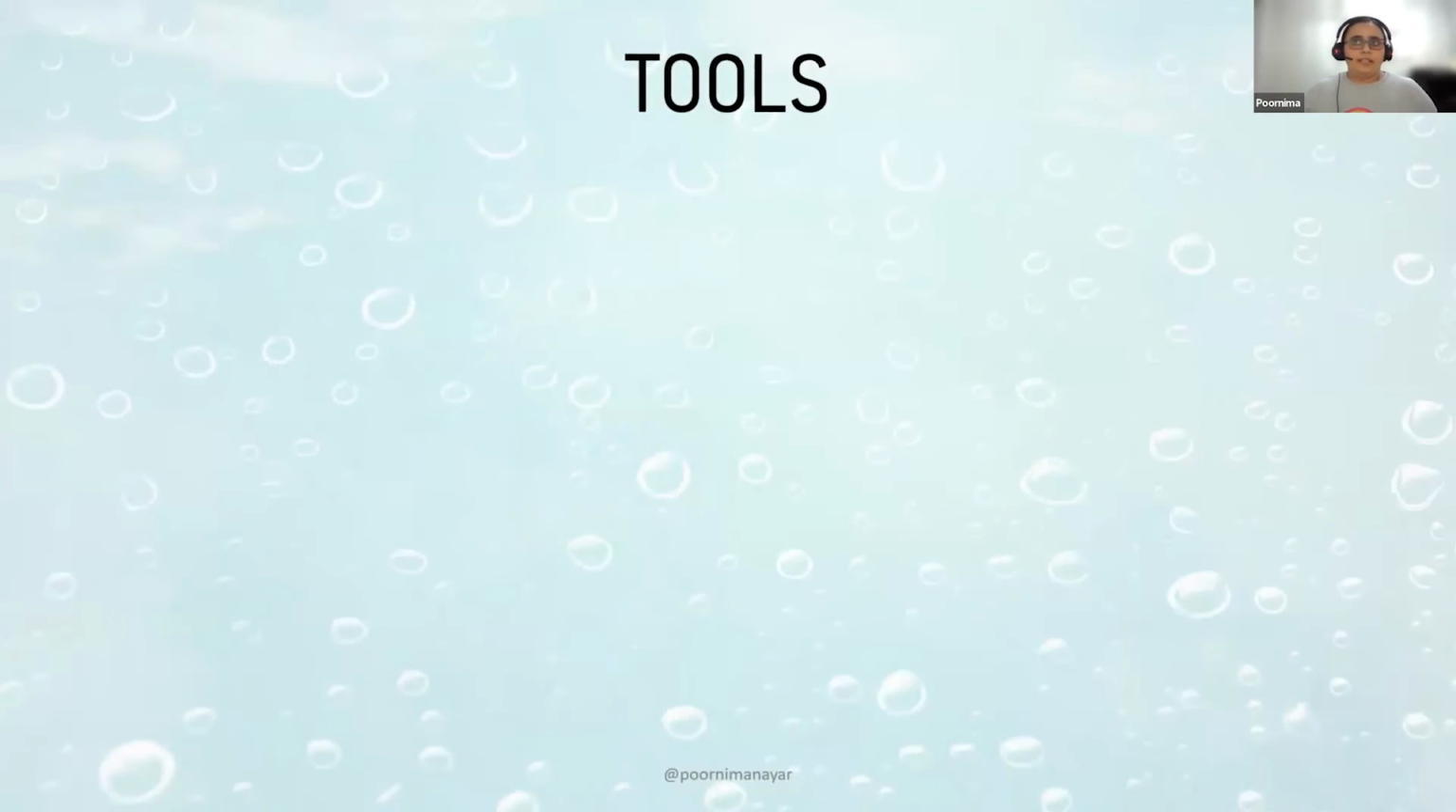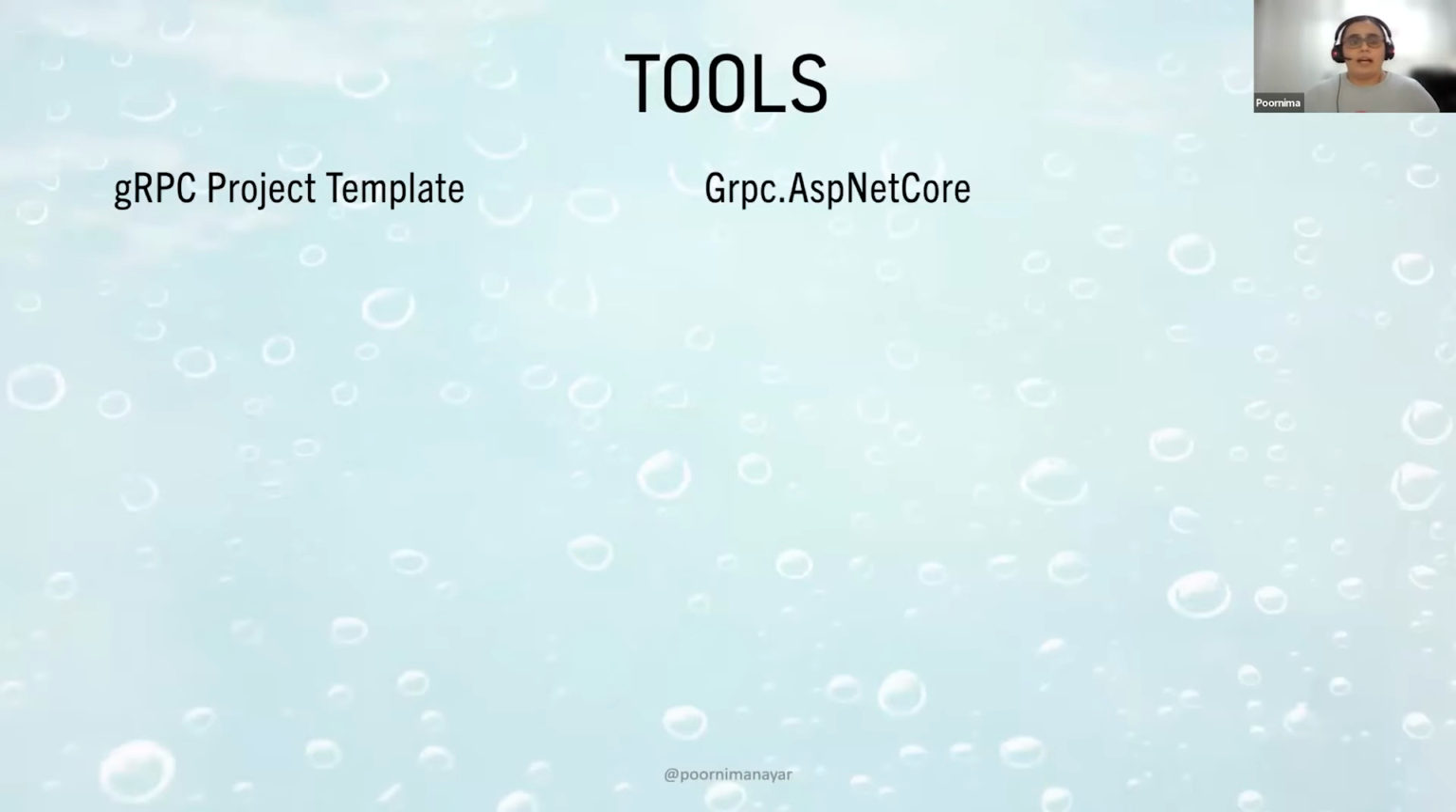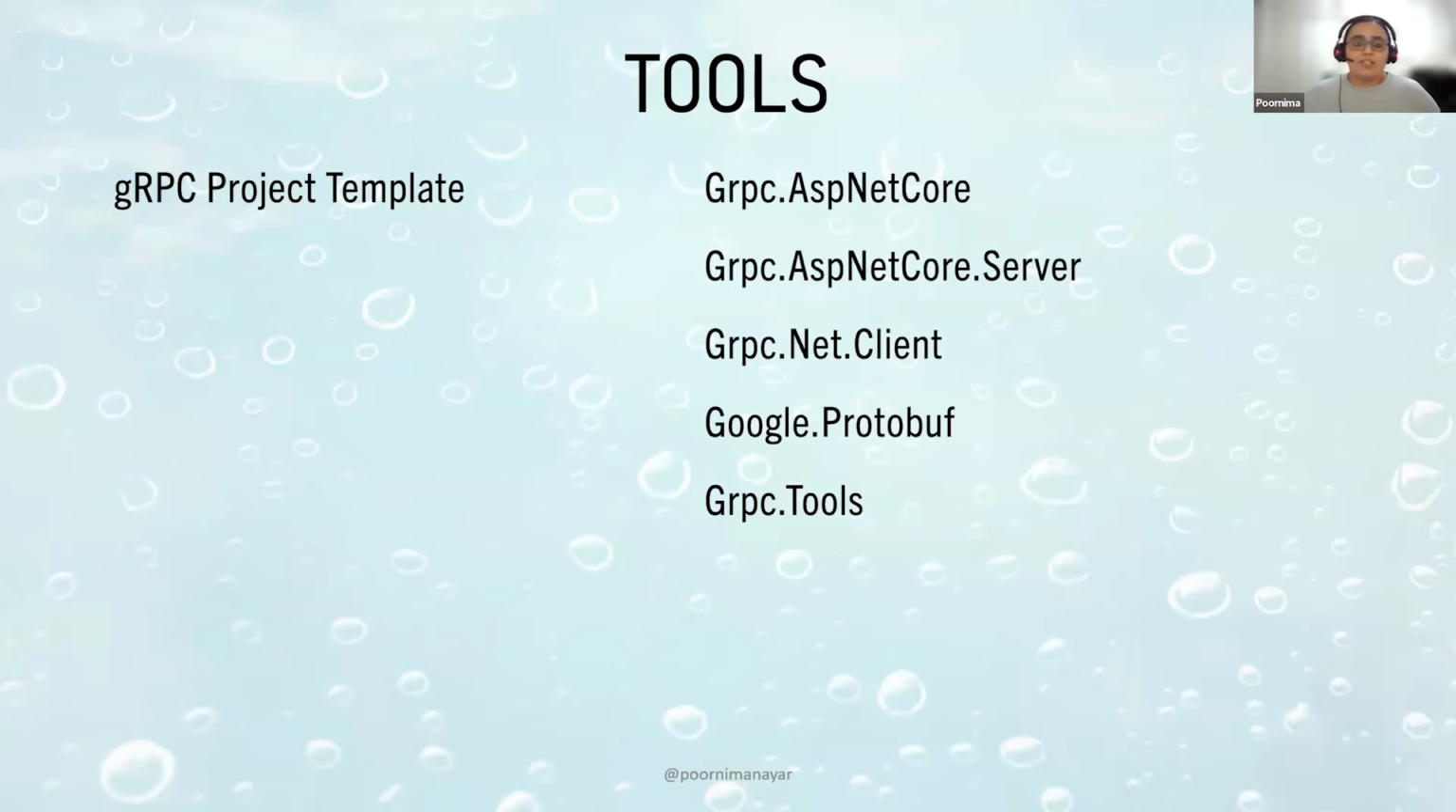Talking about some of the tooling that is available to us, we of course have the project template in Visual Studio. What we would find in that project template is this NuGet package, gRPC ASP.NET Core, which is like a meta package, which has the server library, the client library, and all the tooling that is needed as well. If you are just after the server-side library, you can use this package, which is gRPC ASP.NET Core Server. There is gRPC Net Client, Google Protobuf, and gRPC tools, which are needed for the client aspect.